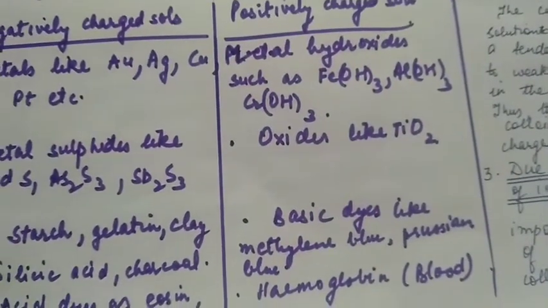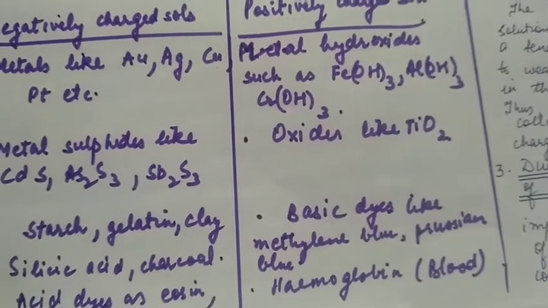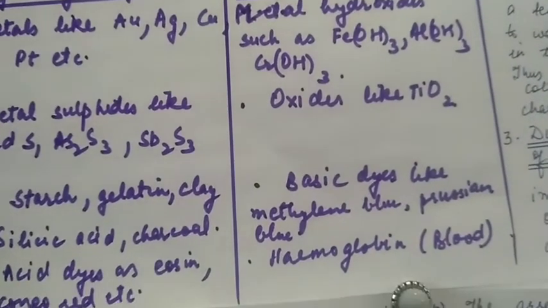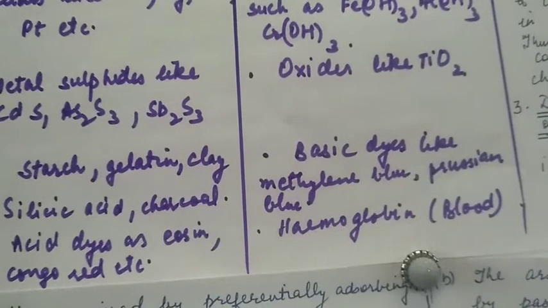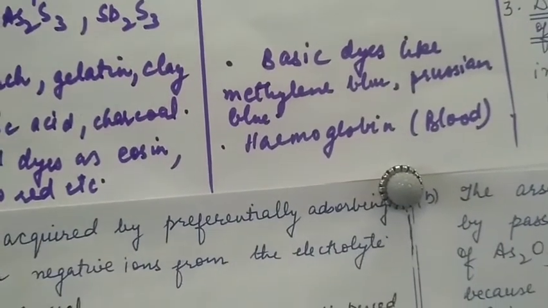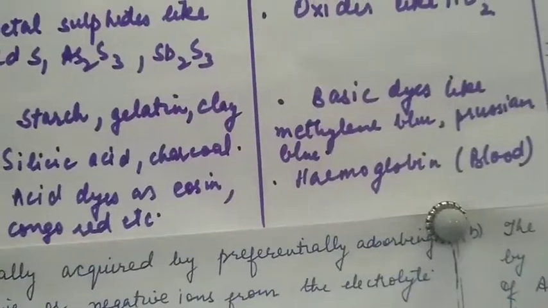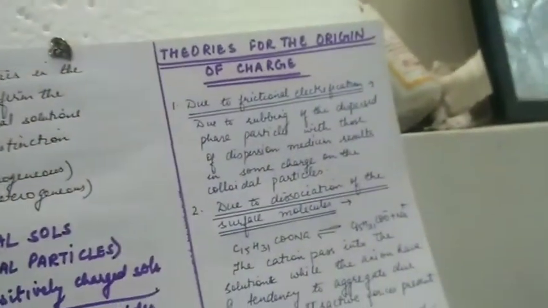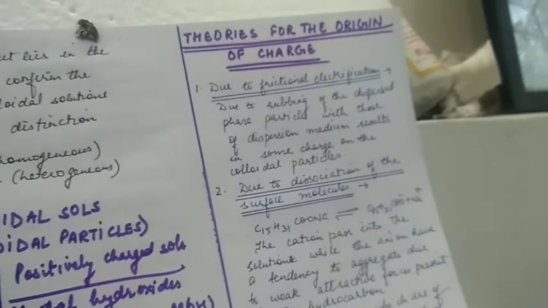Positively charged sols: metal hydroxides like iron hydroxide, aluminum hydroxide, chromium hydroxide; oxides like titanium dioxide; basic dyes like methylene blue and Prussian blue; and hemoglobin of blood are positively charged sols. Theories for the origin of charge.